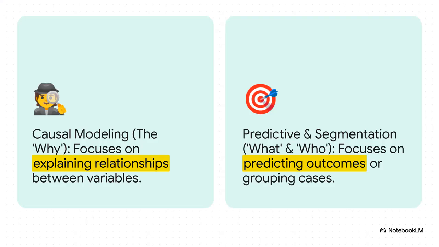And this right here really nails that fundamental shift. With causal modeling, you're kind of like a detective, trying to piece together the clues of cause and effect. But with these predictive and segmentation models, now you're a strategist. You're trying to forecast an outcome, like which companies are at risk of going bankrupt, or you're trying to identify distinct groups, like different kinds of wine drinkers.